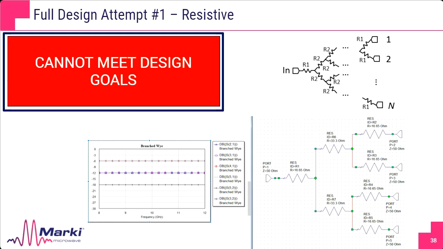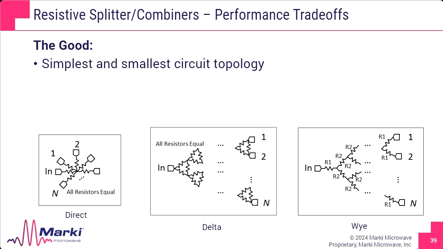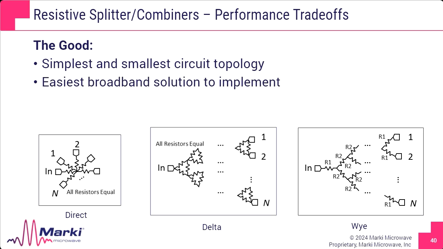That is not to say that this is not useful. Resistive dividers are certainly useful, but just not for this requirement. As with everything in life, there are going to be trade-offs. So there's a lot of good. This is by far the simplest and one of the smallest circuit topologies that you can implement. It's also the easiest to implement a broadband solution. We're going to do some broadband designs of Wilkinsons, and you're going to wish that we were designing resistive power dividers.